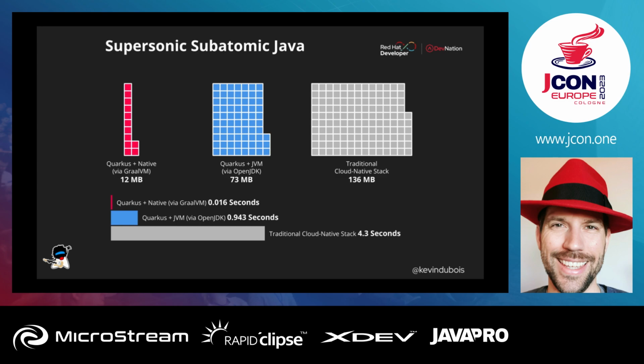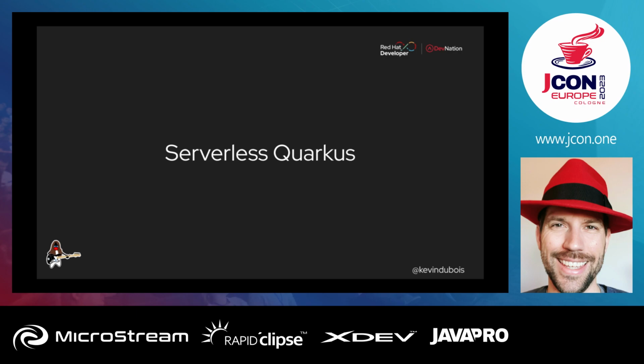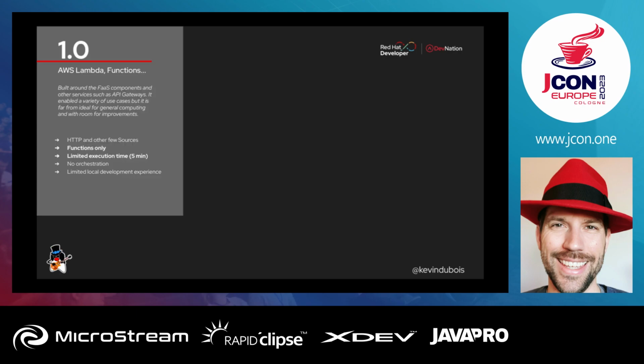Basically, showcasing that Quarkus uses a lot less memory and starts up a lot faster, right? And that's what we want for serverless. So serverless, Java, and Quarkus.